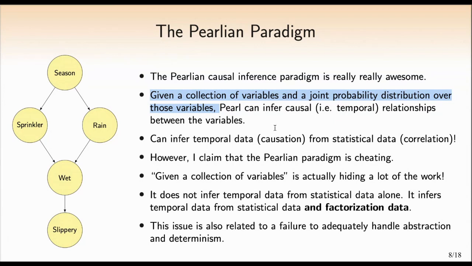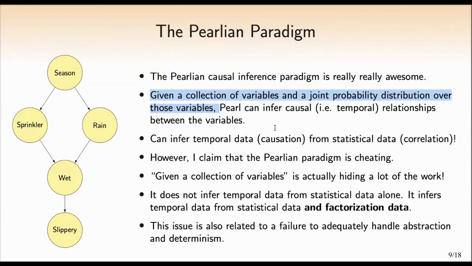I claim that this issue is also entangled with a failure to adequately handle abstraction and determinism. To point at that a little bit, what if I take the variables that I'm given in a Pearlian problem, forget that structure, and take the product of all of these variables, then consider the space of all partitions on that product, and each one of those partitions will be its own variable. Then I try to do Pearlian causal inference on this big set of variables. The problem is that you then have a bunch of things that are deterministic functions of each other, and you can't actually infer stuff using the Pearlian paradigm. In my view, this cheating is very entangled with the fact that Pearl doesn't do great with handling abstraction and determinism.